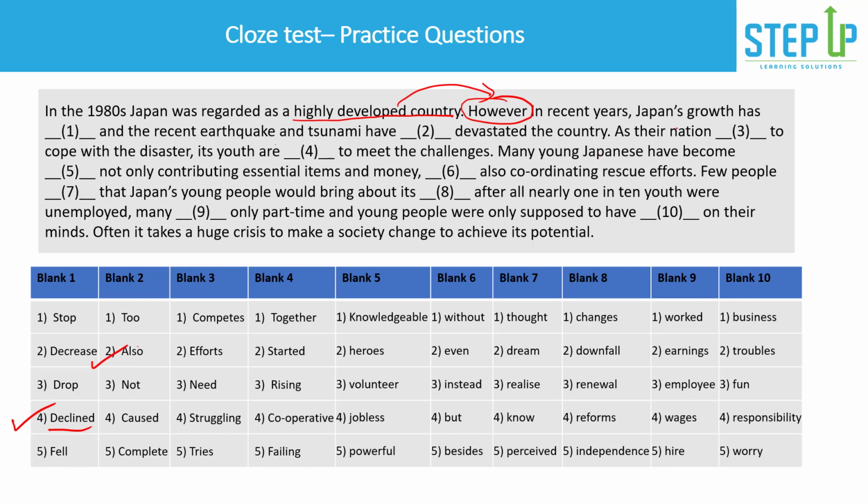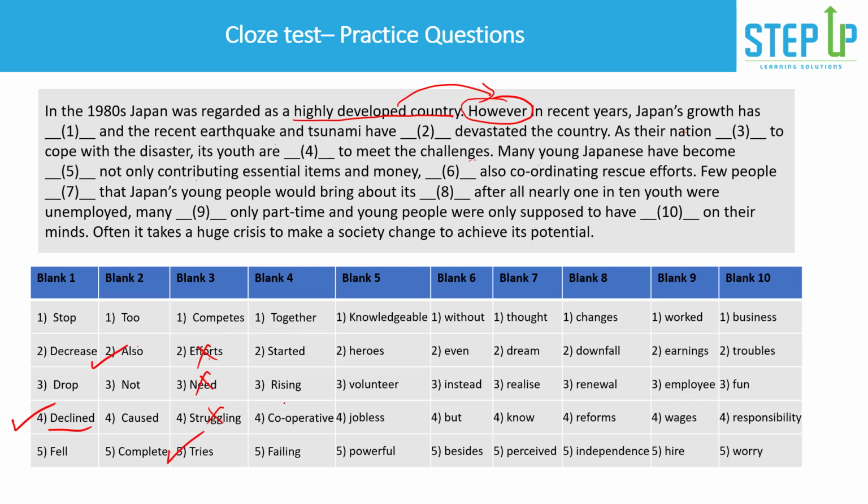As their nation dash to cope with the disaster, its youth are dash to meet the challenges. Okay, they are doing something to meet the challenges. Many young Japanese have now become not only contributing, so basically some positive things. So as their nation is trying to grapple with the situation, the youth are pitching in, right? That's what the sense is. So as their nation competes, it's not about competing. As their nation efforts, no, incorrect. As their nation need, struggling. As the nation tries, absolutely. So as their nation tries to cope with the disaster, its youth are helping, right?